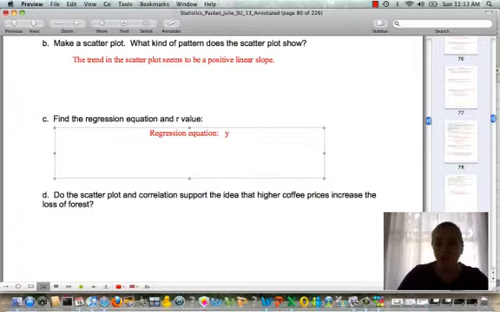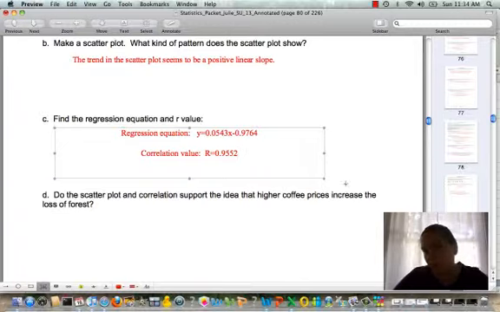So our regression equation is y equals 0.0543x minus 0.9764. And then our correlation value is r equals 0.952. And remember, the r value is what we're really after, so the r squared is an intermediate step to get there.